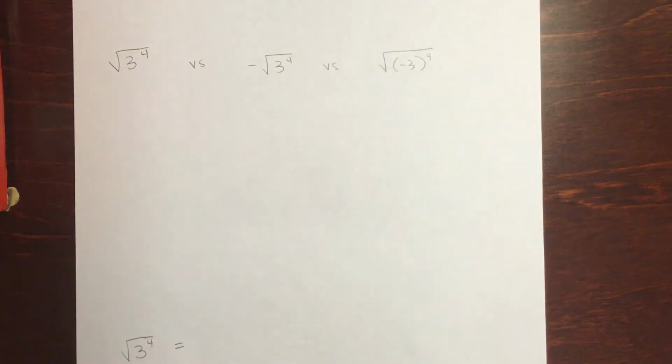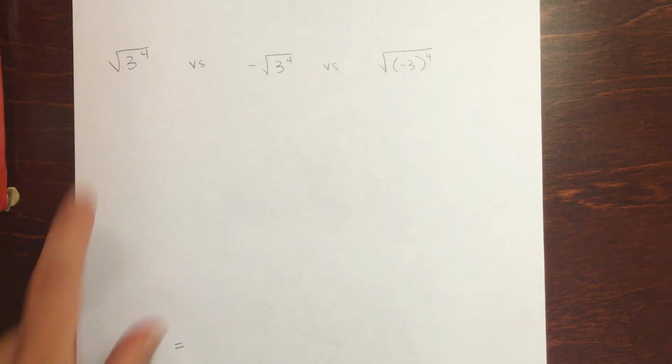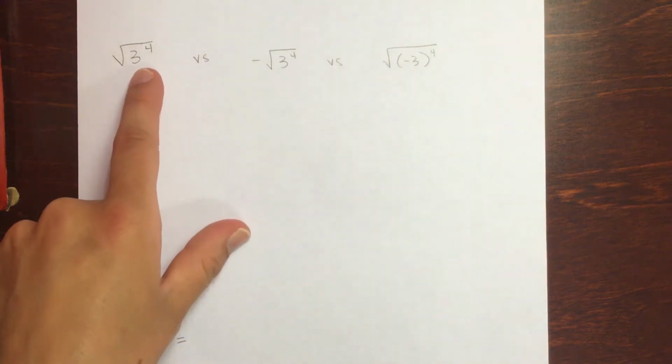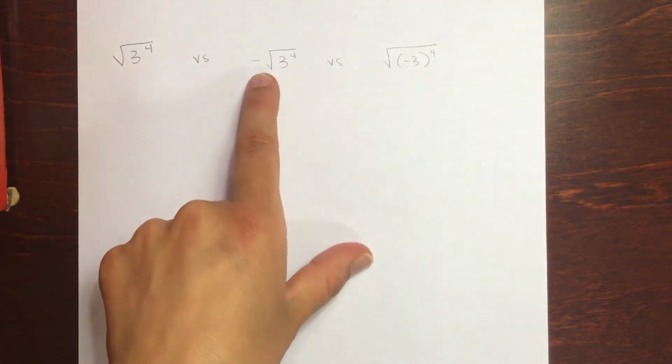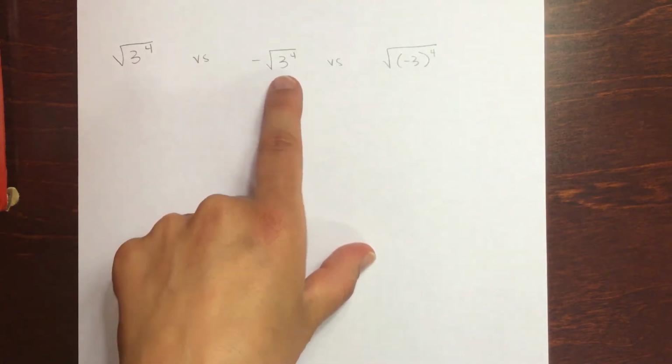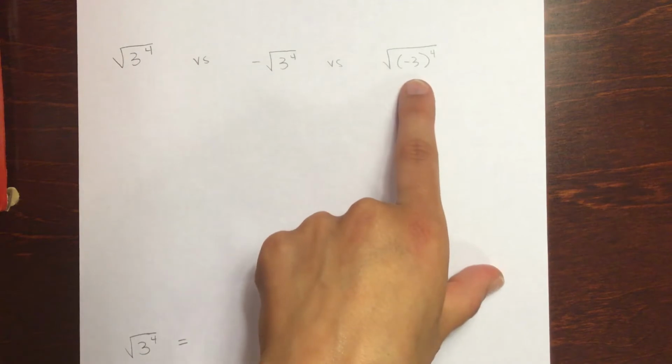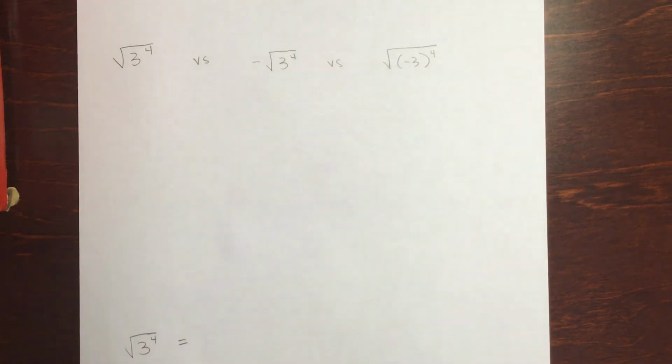Okay, so there are a few different ways that you can see this topic presented in your homework. You can have just a straightforward square root of some positive number to a power. You can have a negative square root of a positive number to a power. Or you can have the square root of a negative number to a power. So there are a couple of ways that you can do this type of problem.